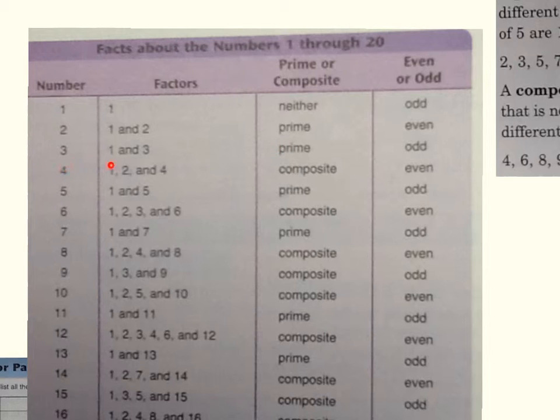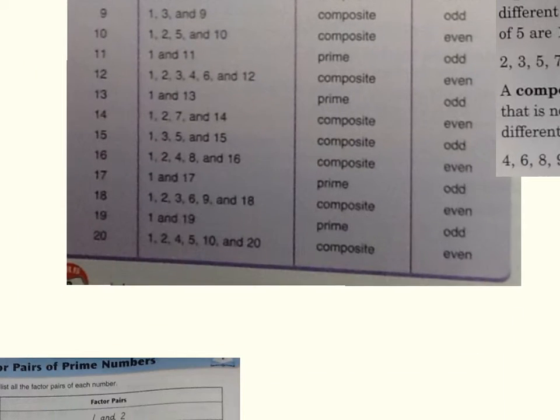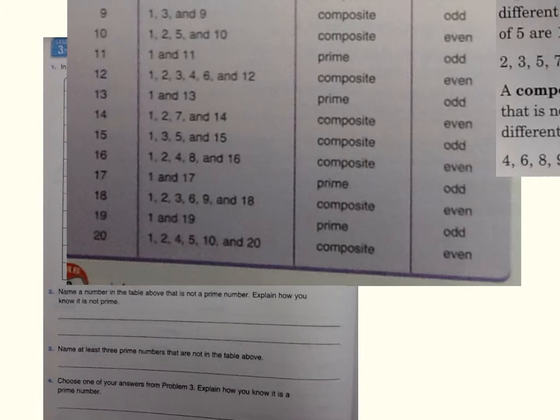4, on the other hand, is called composite because it has factors of 1, 1 times 4. It also has 2, 2 times 2. So we list the factors of 1, 2, and 4. Let's try this out in your math journal now. At this time, open up your math journal to page 56.